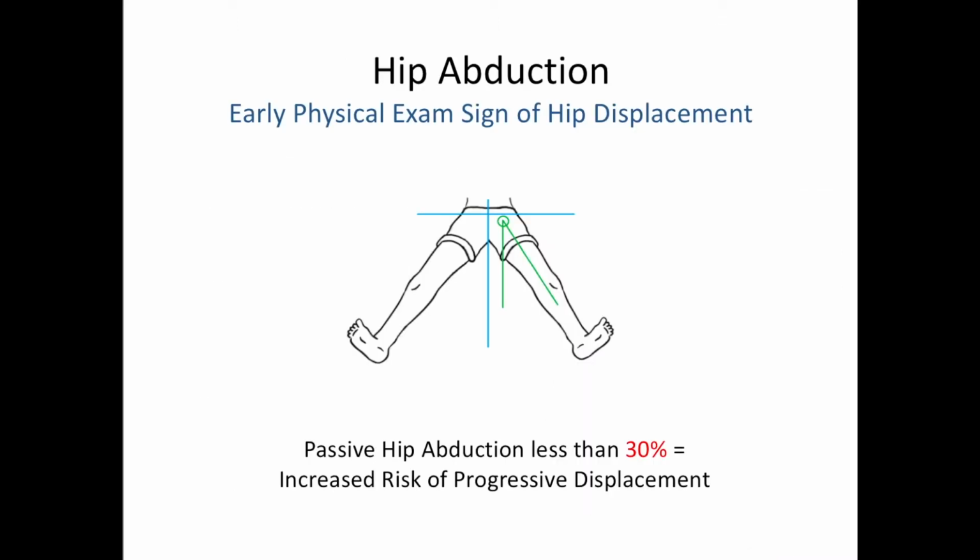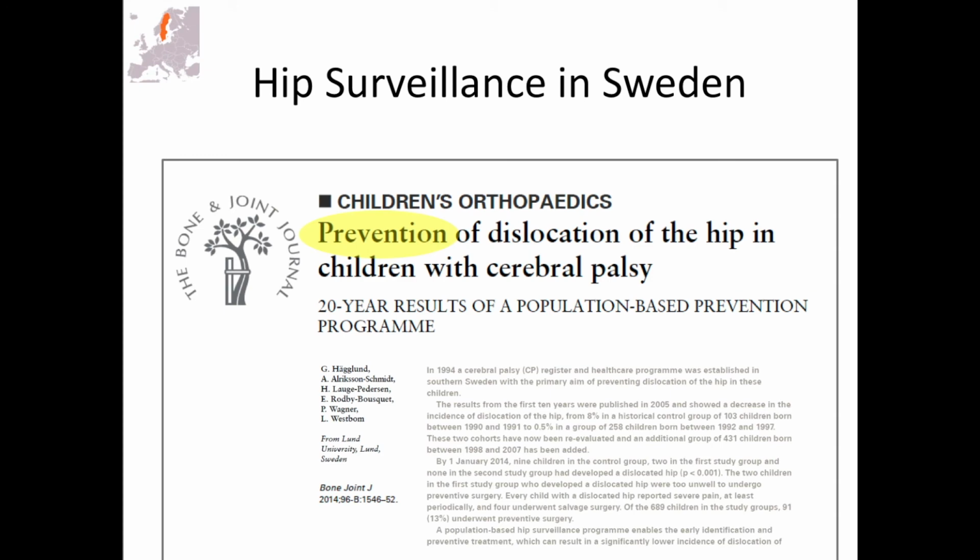If there was one physical sign that's the most important, it's hip abduction, taken either in flexion or extension. And passive hip abduction less than 30% suggests that the child may be at increased risk of progressive displacement. When a hip surveillance strategy is used for the entire population, as it was in Sweden, it allows for the prevention of dislocation of the hip in children with cerebral palsy. This was a landmark article published in 2014 that showed the results of a 20-year population-based prevention program, one of the best pieces of evidence that we have that hip surveillance works.